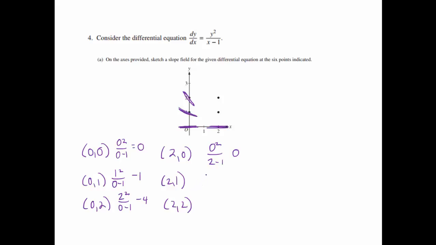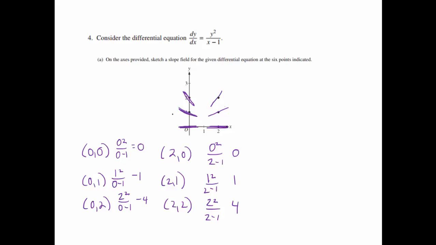(2, 1) will be 1 squared over 2 minus 1. That will give me 1 divided by 1, which will be 1. So that slope will be a positive 1. And then (2, 2) will get 2 squared over 2 minus 1. That will give me 4 divided by 1, which is positive 4. So this one will be steep, and there we go.